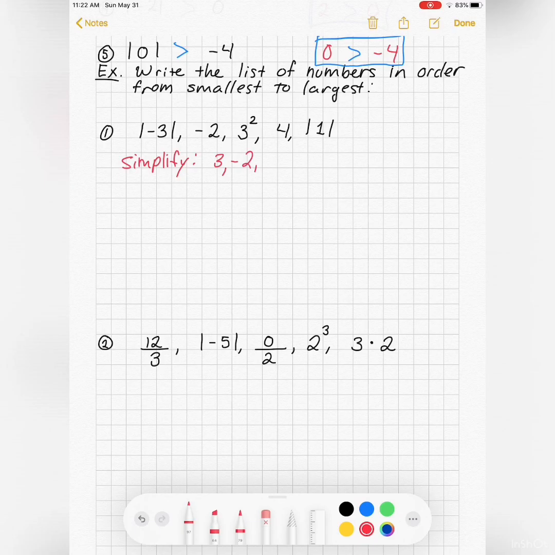What is 3 squared? Do you remember how that works? 3 squared means I take 3 and multiply it by itself. 3 times 3 is 9. 4 is already simplified. Absolute value of positive 1, that one's really easy. That's just 1. So those are the numbers. Now I have to put them in order. It says put the numbers in order from smallest to largest.